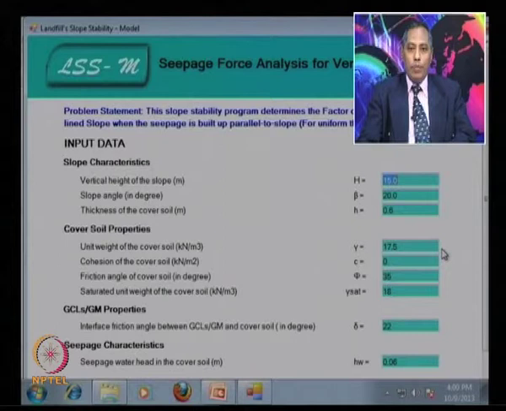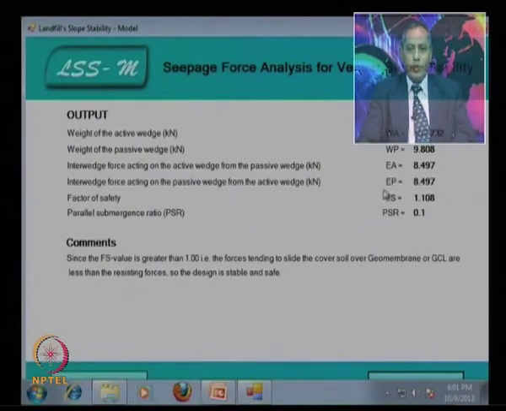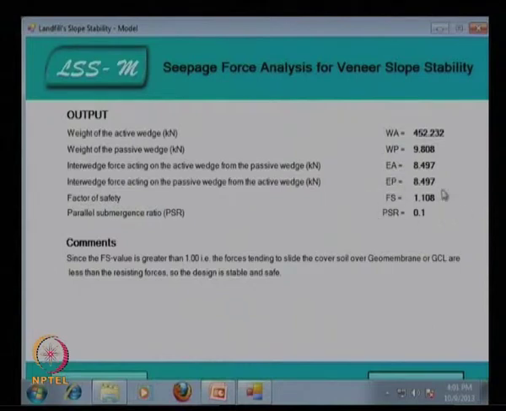and cover soil property, that is gamma 17.5 kilonewton per meter cube, C is equal to 0, phi is equal to 35 degree, gamma saturated 18 kilonewton per meter cube, and geosynthetic and geomembrane property delta is equal to 22 degree, and seepage characteristic, that is seepage water head in the cover soil, that is HW is 0.06. So, you can calculate and determine what will be the factor of safety. This factor of safety value is 1.108, and the parallel submergence ratio, which is called PSR, is 0.1. So, here we find the factor of safety value is greater than 1, so it is safe.